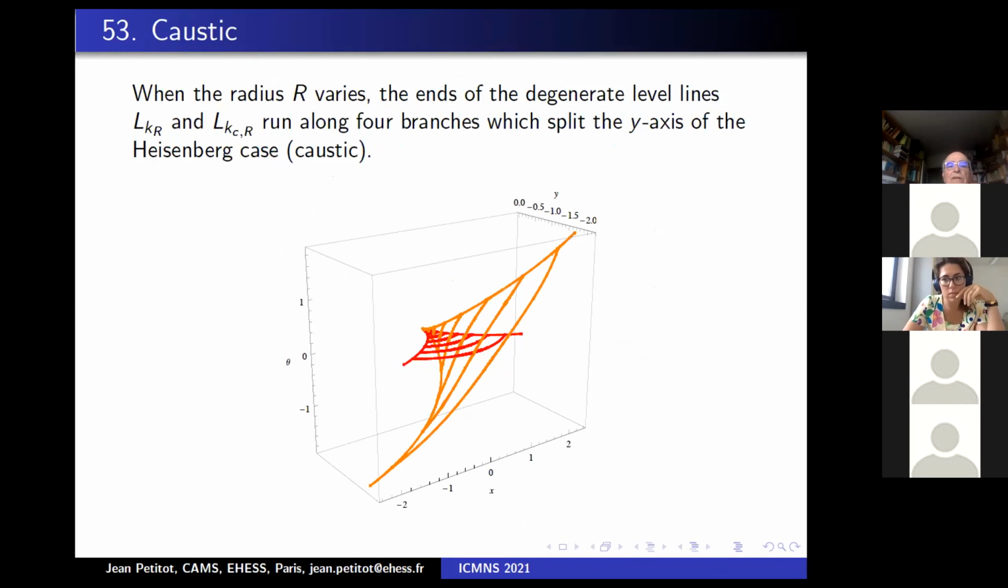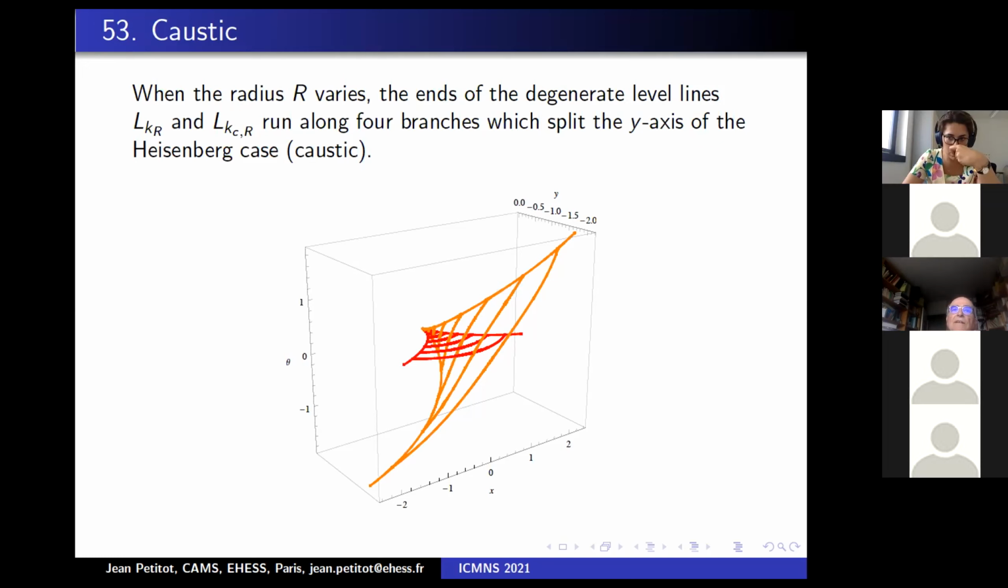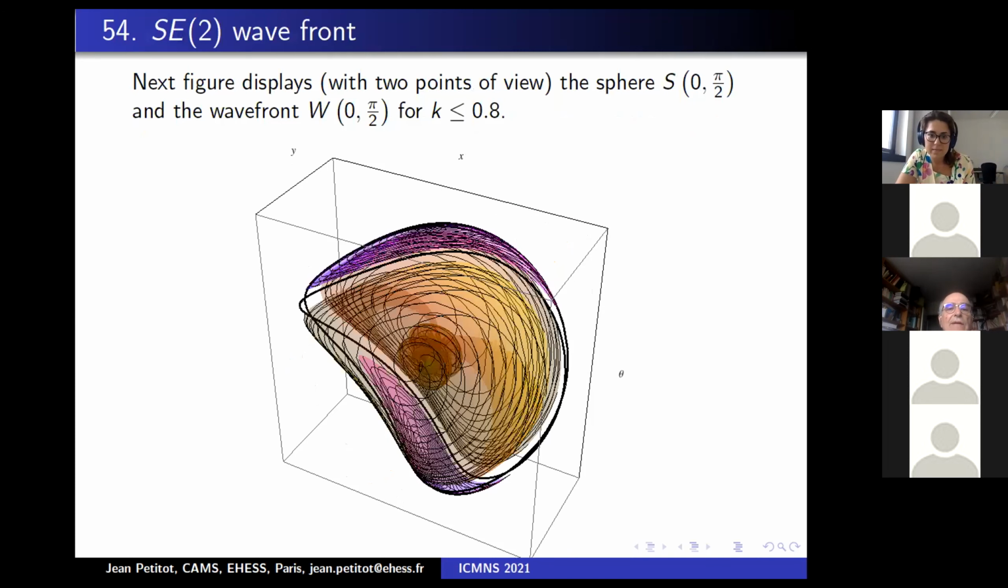And when the radius r varies, the ends of the two degenerate level lines, LKR and LKR critical, run along 4 branches, which splits the degenerate y-axis of the case of the Heisenberg group. And it is my next slide.